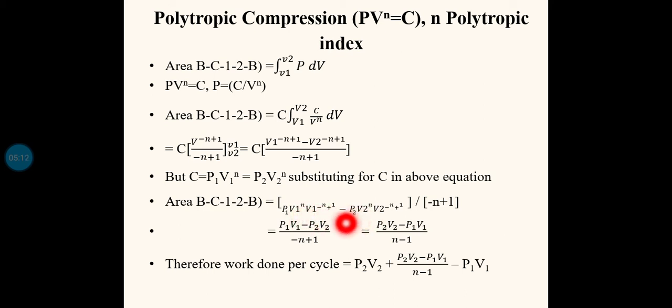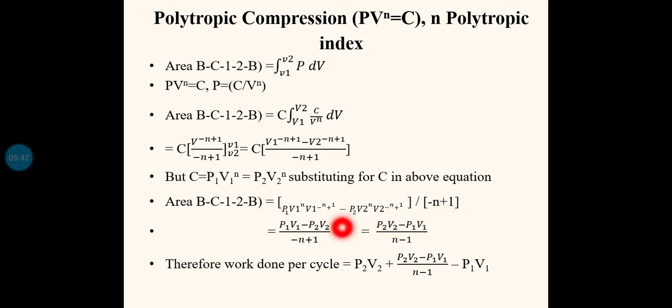Similarly, this term becomes P2 into V2 raised to n, V2 raised to minus n plus 1. That means V2 raised to n plus minus n plus 1, so V2 raised to 1. So this term becomes P2 V2. So the entire term is P1 V1 minus P2 V2 divided by minus n plus 1. So that negative sign in the denominator I am taking to the numerator, so the numerator is reversed, that is P2 V2 minus P1 V1 divided by n minus 1.